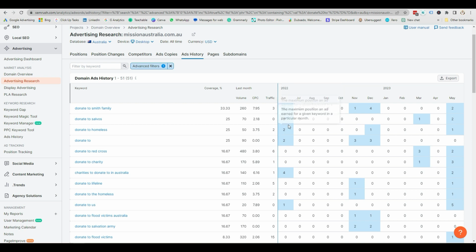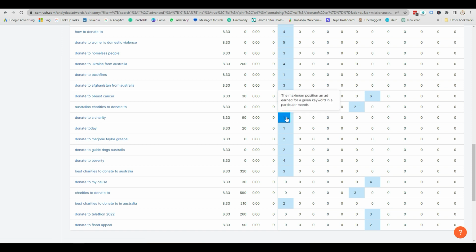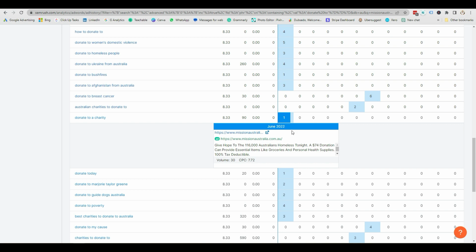But this can really show us exactly how much the cost per click is going to be during that time. The best bit about this chart is that if we want to find a really competitive time of year, let's say June is quite competitive, we'll go to "donate to a charity." It looks like Mission is holding position 1 during June for this keyword. So let's click into the number 1, and then we can see the exact advertisement that was used during June, or that is currently being utilized. And then we can also see the cost per click, right?